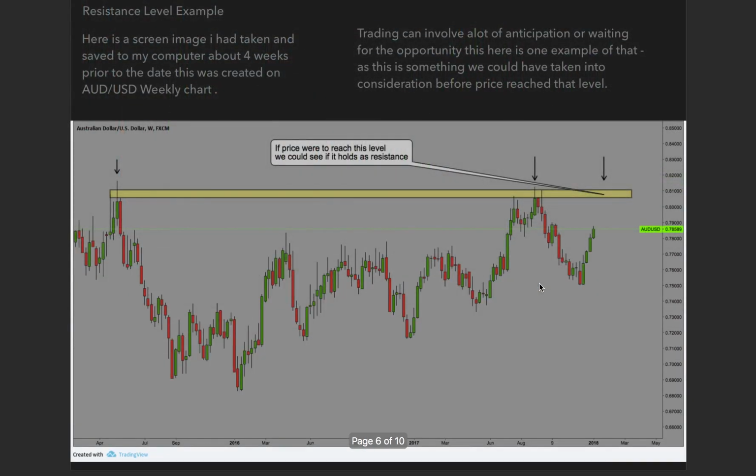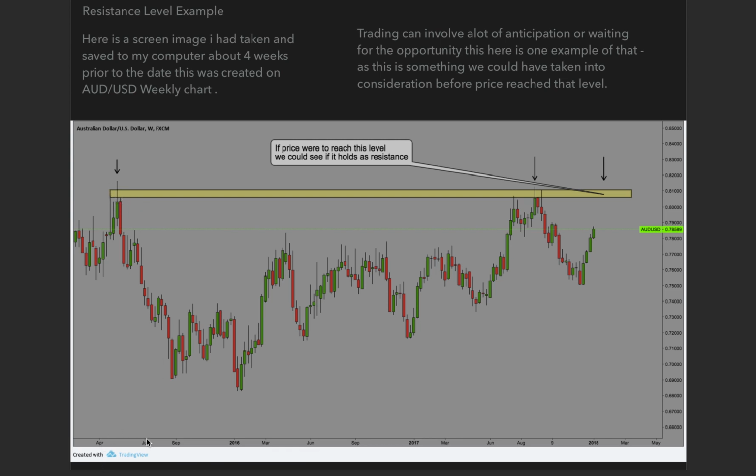So let's do a little bit of a continuation just to put things into perspective overall. Now, one thing we use support and resistance for, and we're going to get into it, is anticipation. Trading can involve a lot of anticipation or waiting for opportunities. This is one example that I want to show you guys that I took a screenshot of a few weeks before it happened. So this is a before shot that we're looking at. Here's a screenshot I took about 4 weeks prior to when this happened. As you can see here, there's an area that I marked on the chart on this pair.